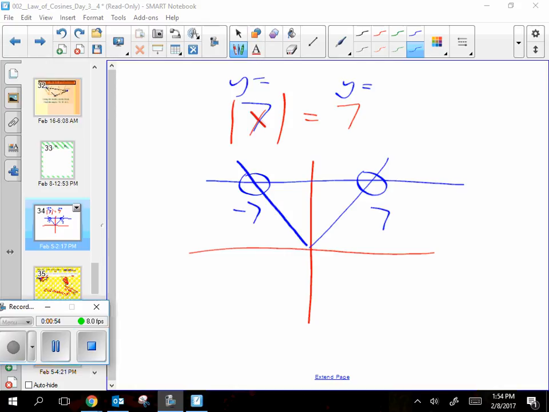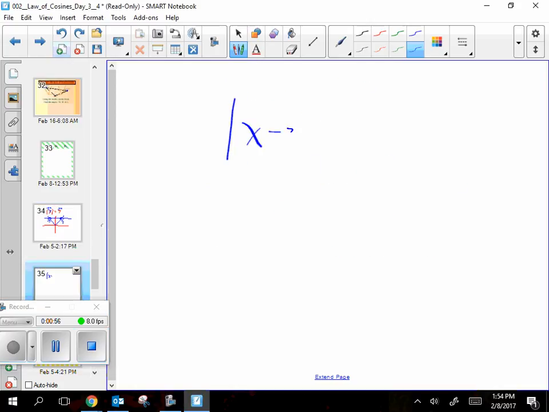Okay. Now, how about if it's like this? X minus 3 equals 8. Well, the clump is alone. This part right here is alone. So now I can do that split it into two parts thing. So, do you remember? We split this into two parts.